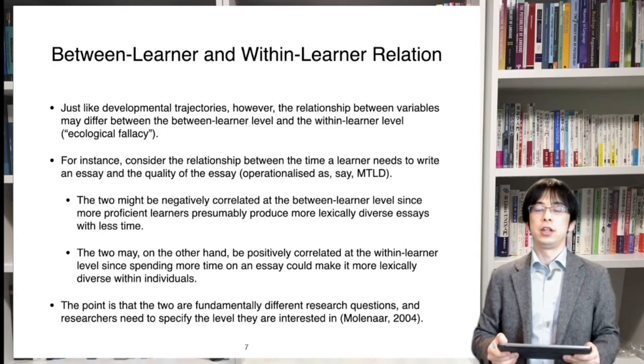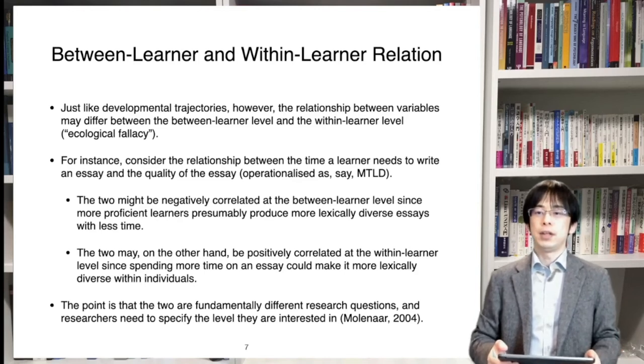So if an essay tended to include longer sentences, then that same essay tended to be less lexically diverse. Just like developmental trajectories, however, the relationship between variables may differ between the between-learner level and the within-learner level. And erroneously generalizing between-learner level phenomena to within-learner phenomena is called ecological fallacy.